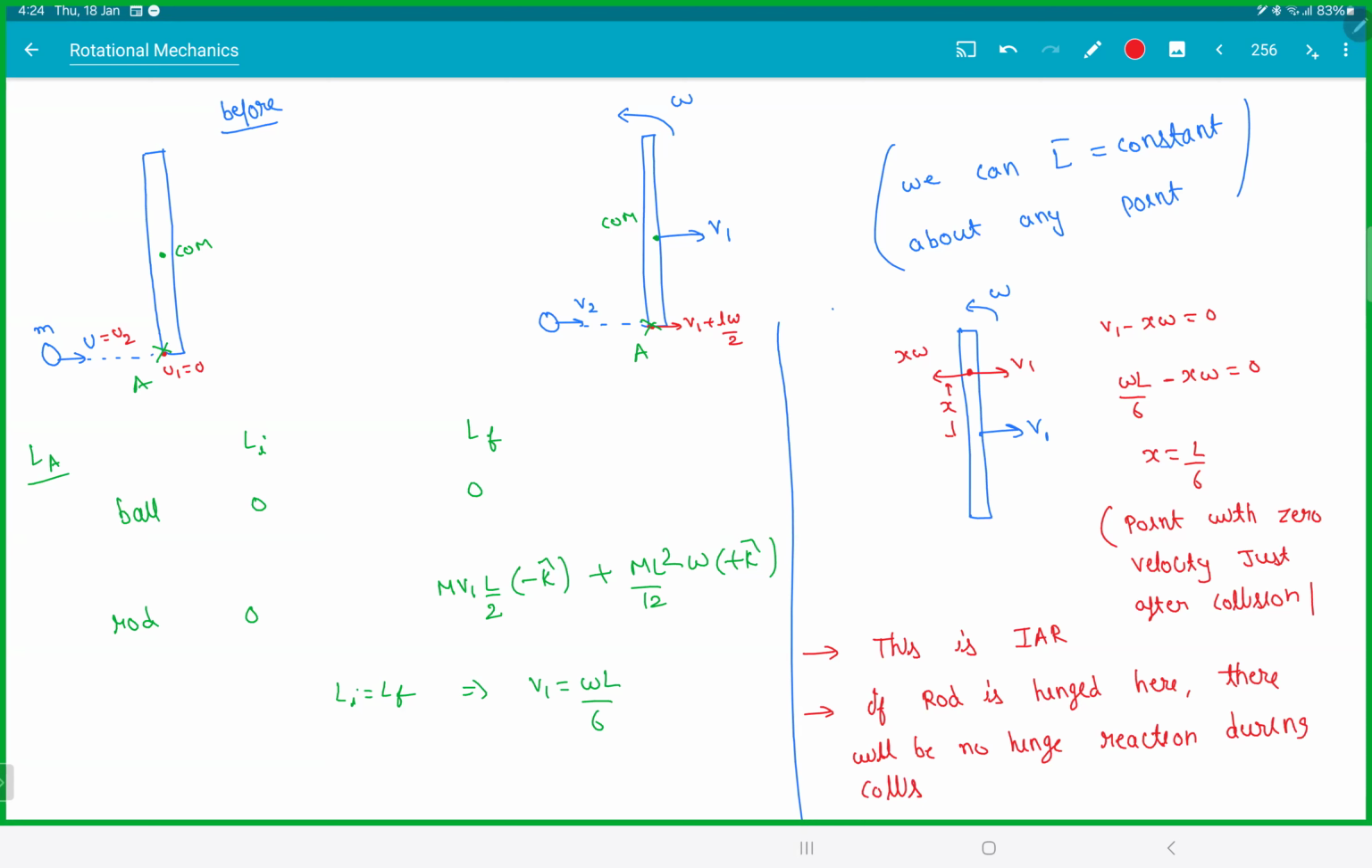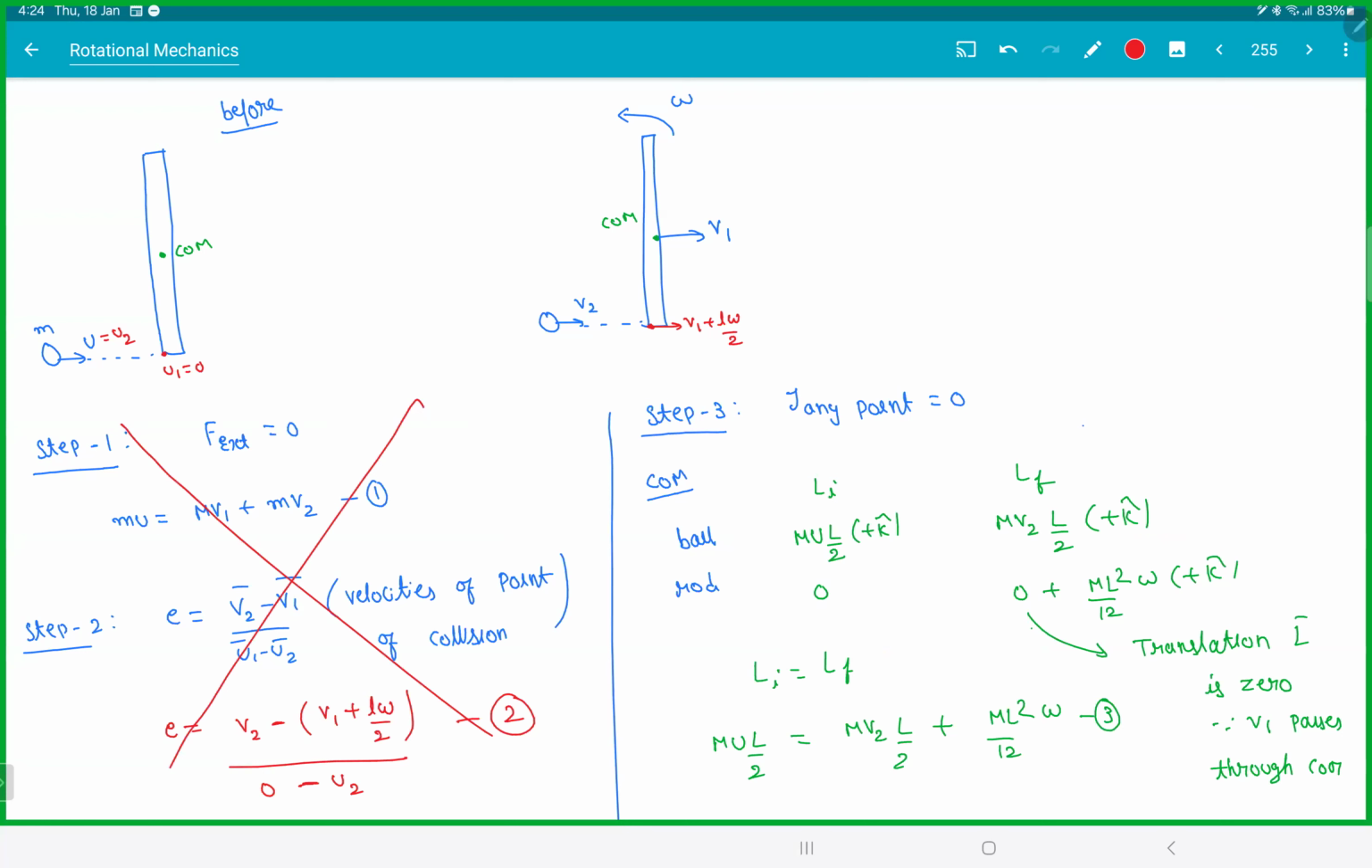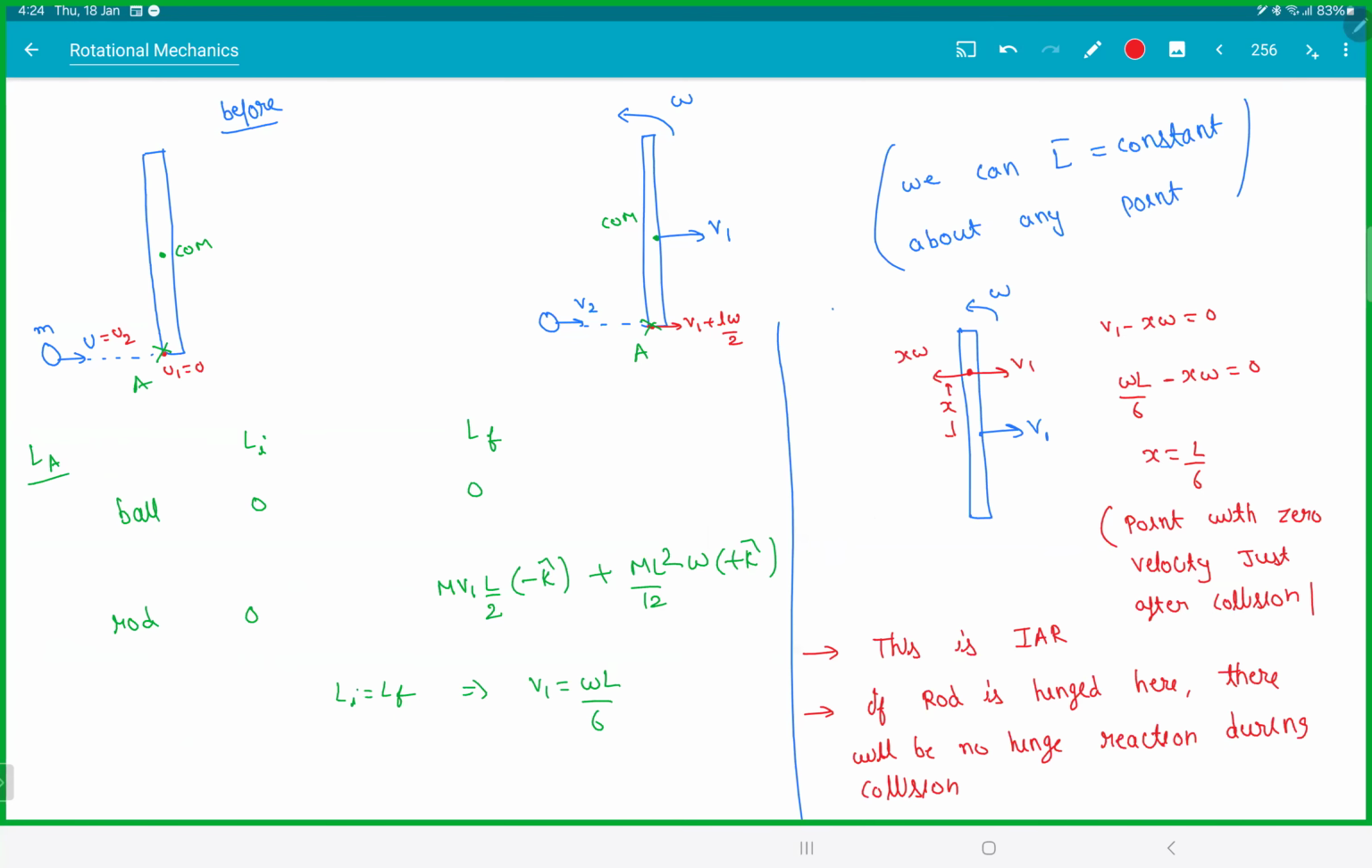Meaning I can solve these questions, right? Simple question: find IAR. I need not do all this now. If I just want to find IAR, momentum की जरूरत नहीं है, restitution की जरूरत नहीं है. Directly, in one step you'll get the answer. If I ask you to find the point with zero velocity, I can do this directly. There's no need to write restitution and momentum.